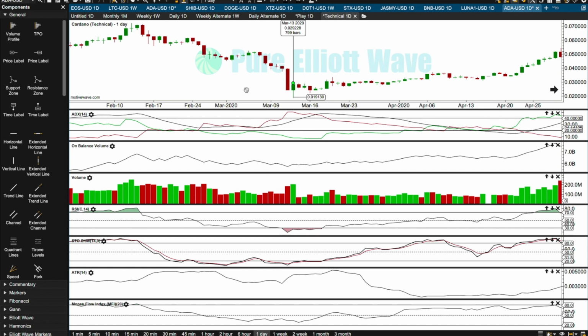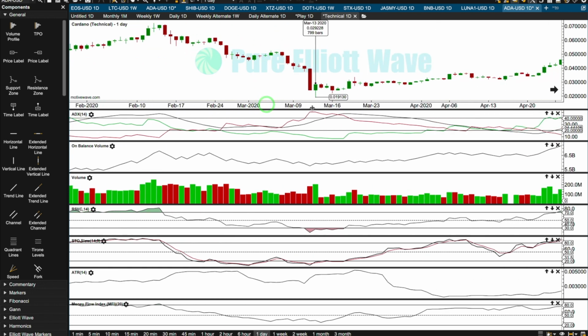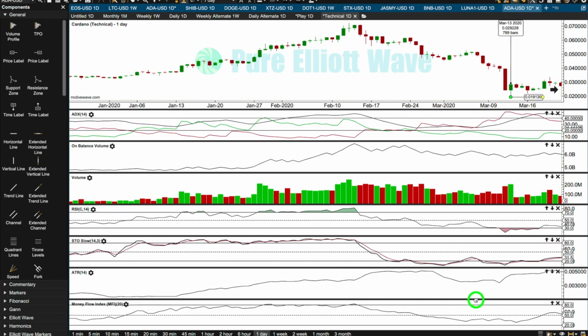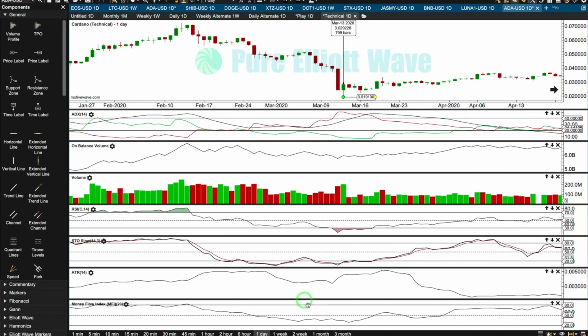RSI exhibits no bullish divergence on a closing basis. Stochastics does, from here to here, here to here, on a closing basis. Money Flow Index, what's that doing? Neutral, negative, in the lower half below 50, but not oversold.